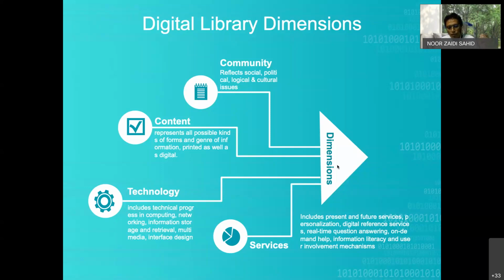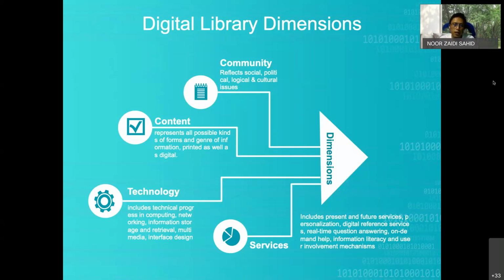And finally, services includes present and future services, personalization, digital reference service, real-time question answering, on-demand helps, information literacy, and user involvement mechanism. So perkhidmatan-perkhidmatan ini perlu juga diperincikan.